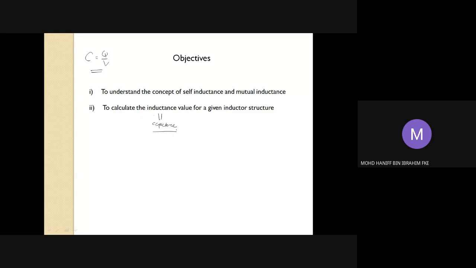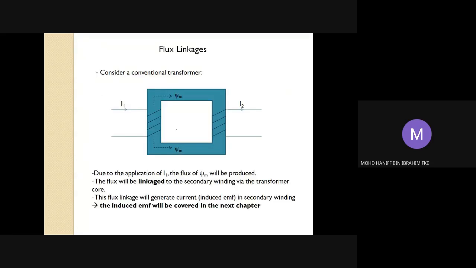Okay, so now we're going to proceed with inductance. But before we go to the inductance concept, it's good if we first understand what the flux linkage is. The flux linkage is a very useful and important concept, particularly when we learn about Faraday's law, which I have assigned as a group assignment to all of you.